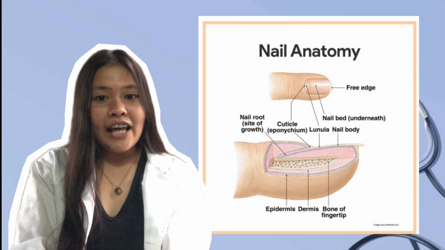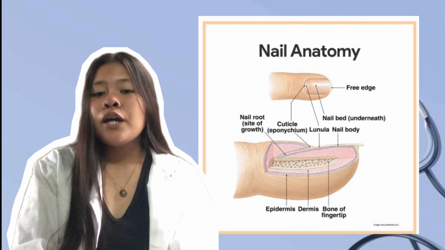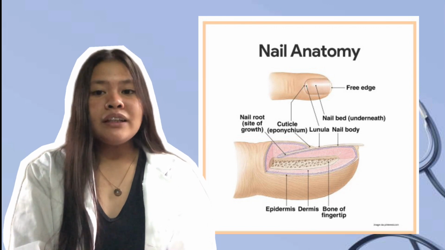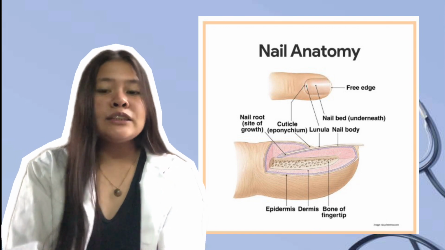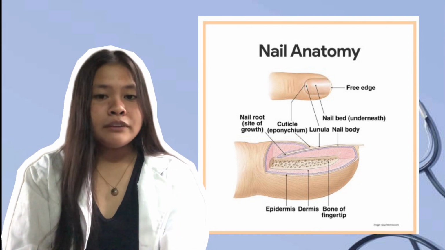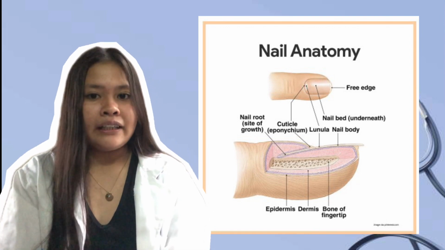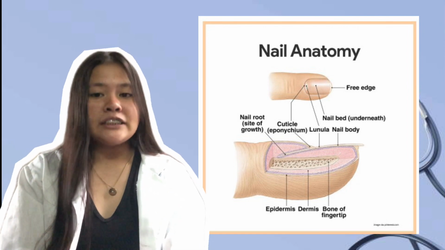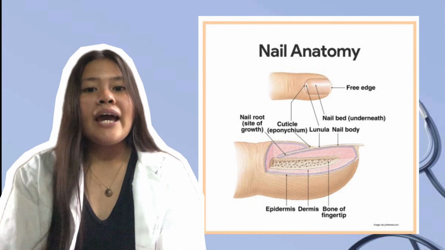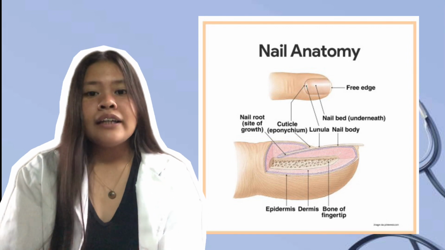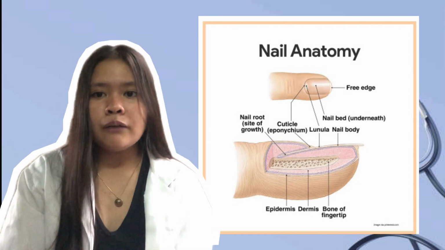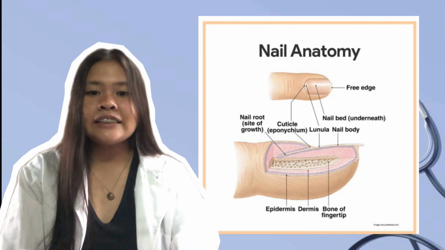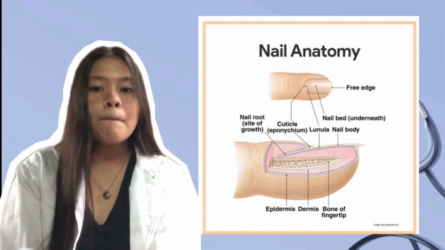Nail anatomy. Here's the illustration of the nail anatomy. Each nail has a free edge, a body, and a root. Cuticle is the thick proximal nail fold. Nail bed is where the stratum basale of the epidermis extends beneath the nail, and the nail matrix is responsible for the nail growth. And lastly, the lunula is the pinkish visible portion of the distal nail matrix that extends beyond the proximal nail fold.